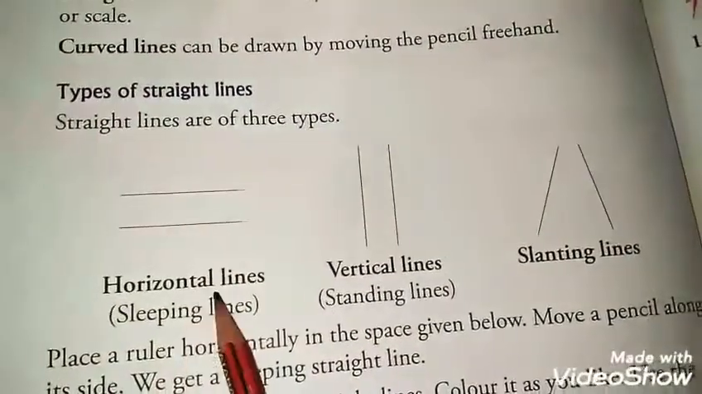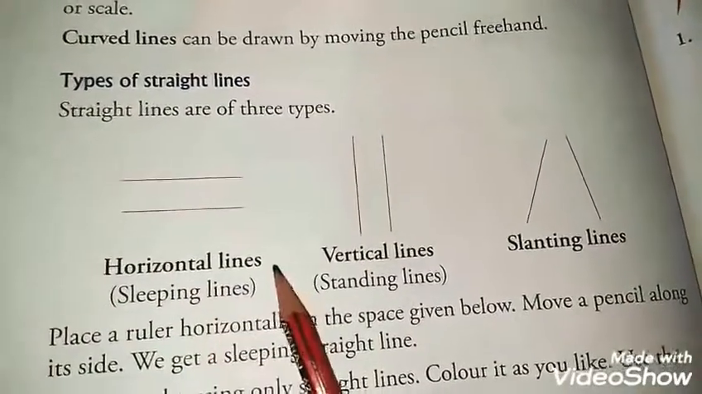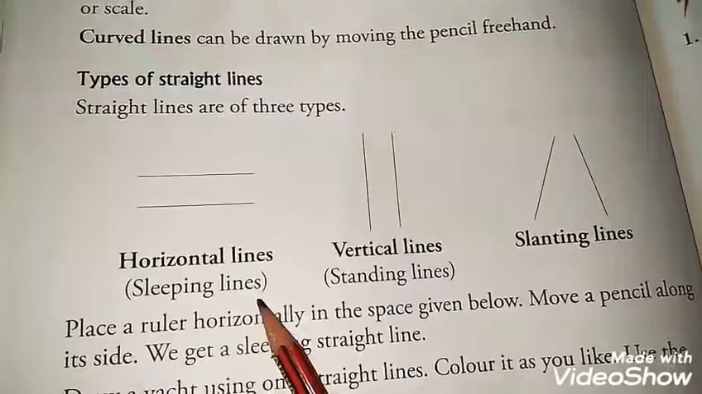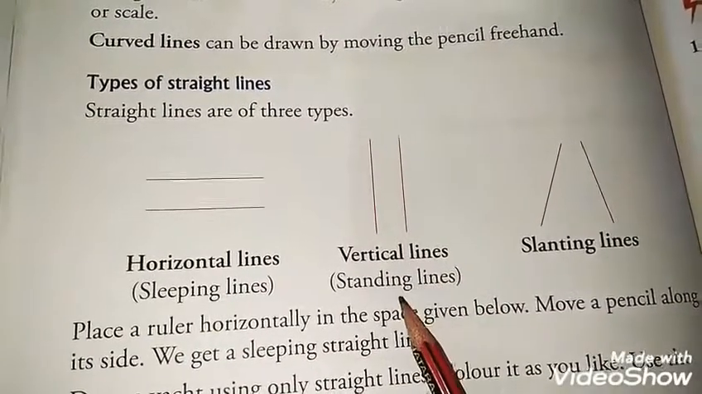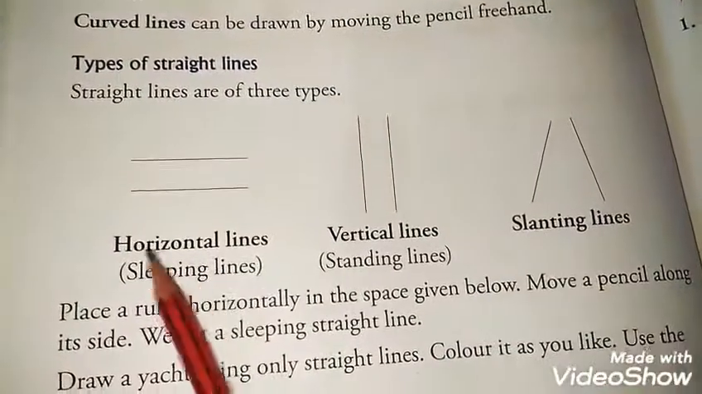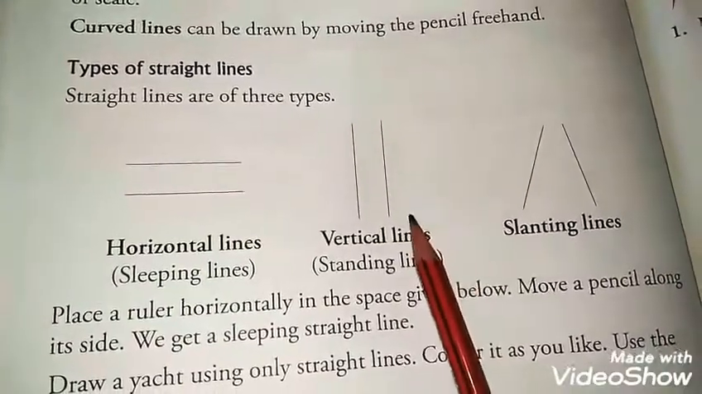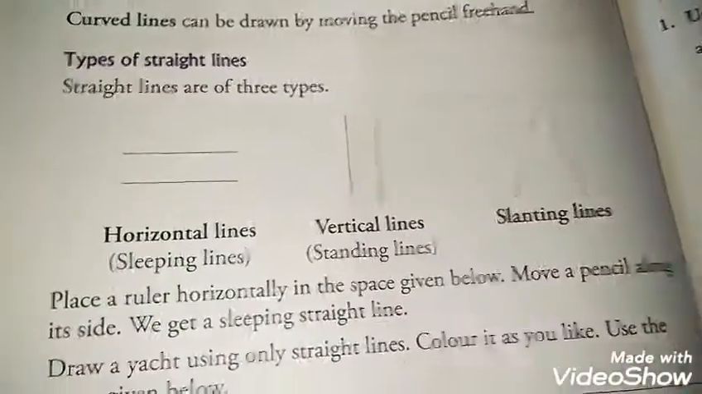See students, there are 3 types of straight lines. First one is the horizontal line. We call it a sleeping line also. Second, vertical lines. This is called standing lines also. And last is slanting lines. These are horizontal lines, this is vertical lines, and these are slanting lines.